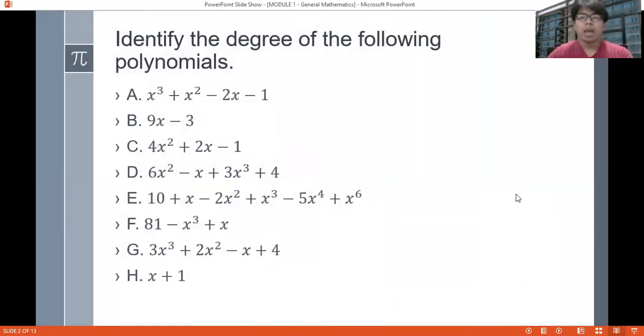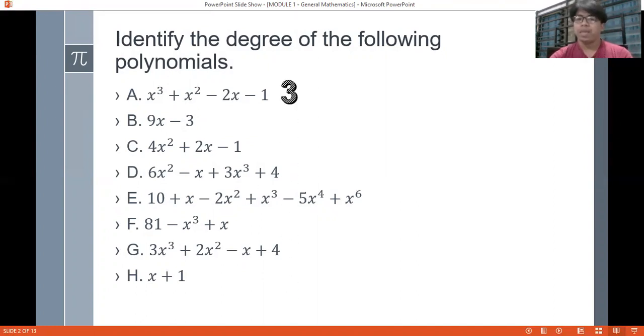Identify the degree of the following polynomials. For letter A, we have x cubed plus x squared minus 2x minus 1. What do you think is the degree of this polynomial? Okay, very good. That is 3.